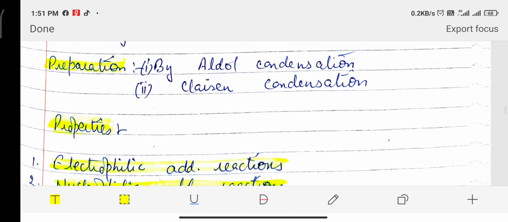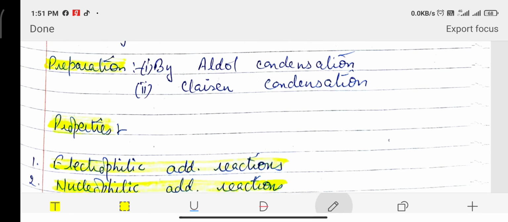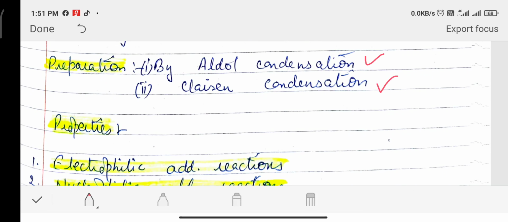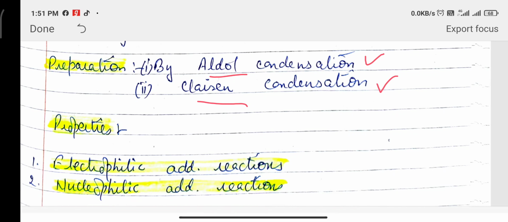So next comes the preparation. These can be prepared by aldol condensation or by Claisen condensation. These reactions we have already done in aldehydes and ketones, so we will not repeat them. So next are the properties.